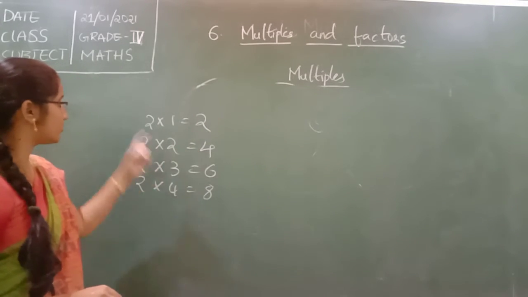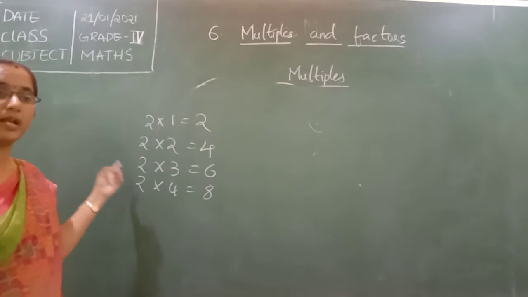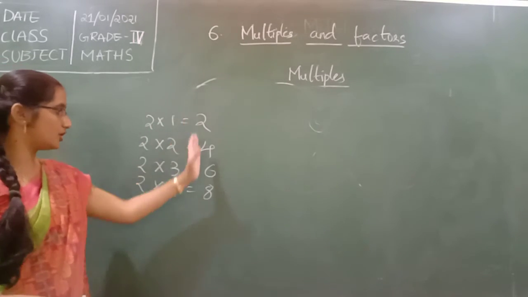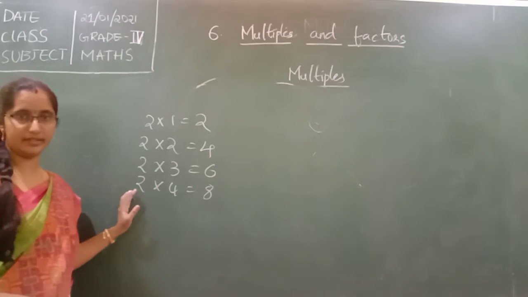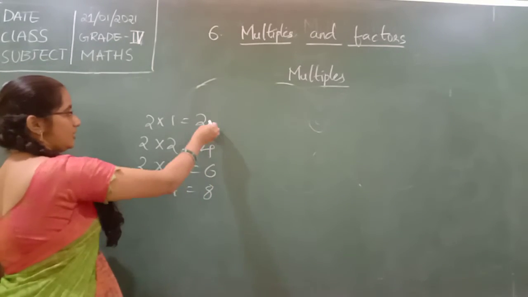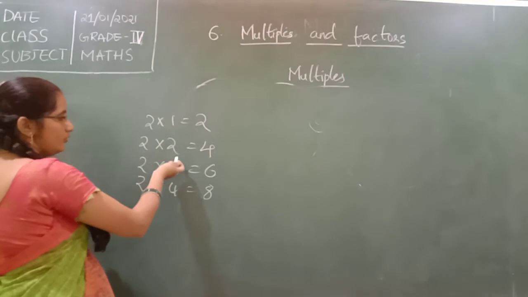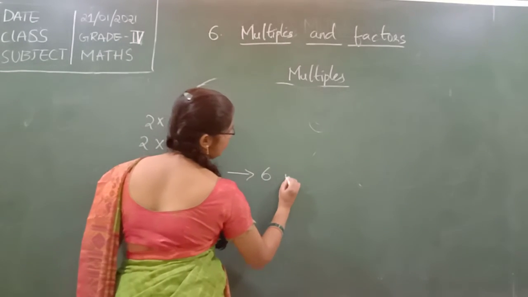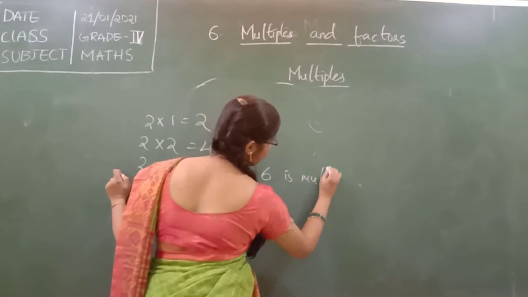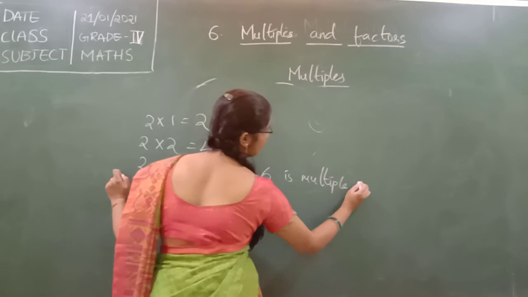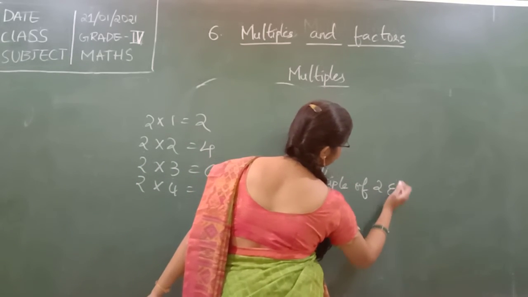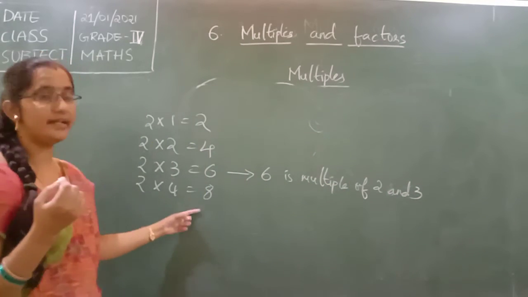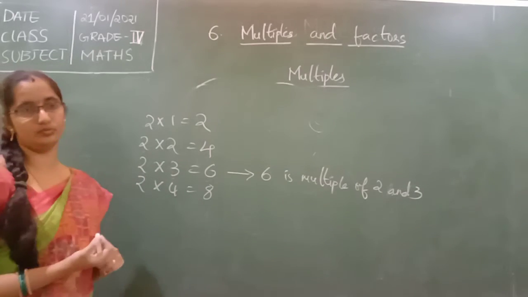These are multiples of the number 2. If you multiply that number with any number you want, you get some answers. Those are the multiples of the number you multiplied. 4 is a multiple of 2, and 6 is a multiple of 3 and 2. This 6 is a multiple of 2 and 3. And what about 8? 8 is also a multiple of 4 and 2.